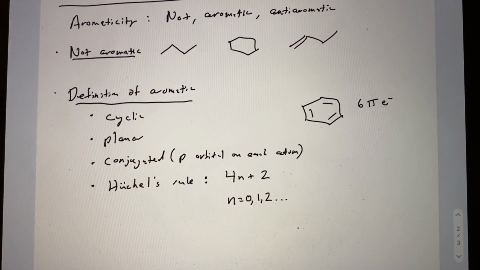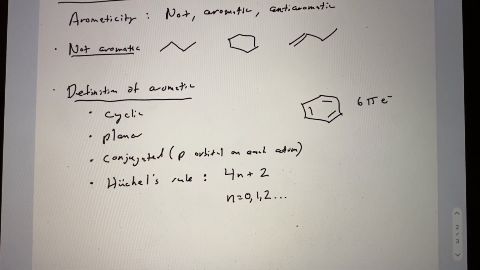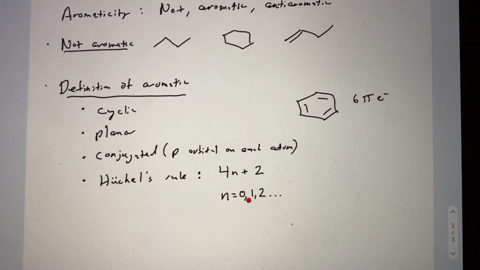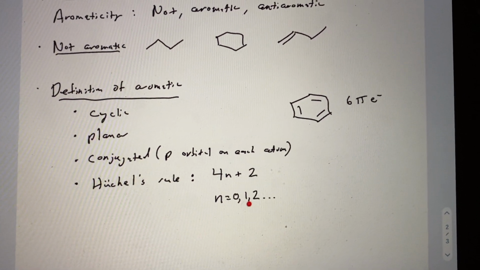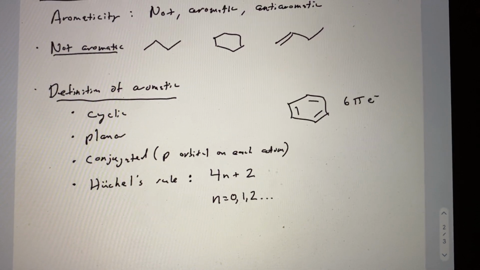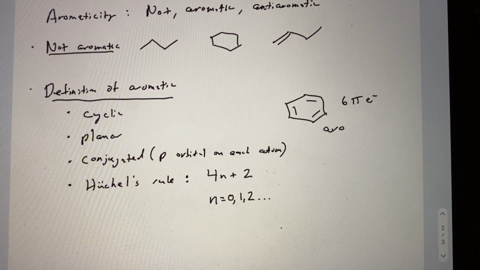Now we have to see, does that meet one of these outcomes of Huckel's rule? So if n equals 1, it's going to be 4 plus 2, that would be 6. So it would match that. So with Huckel's rule, this is going to then be considered an aromatic compound.